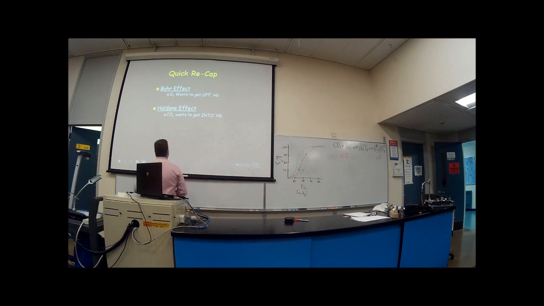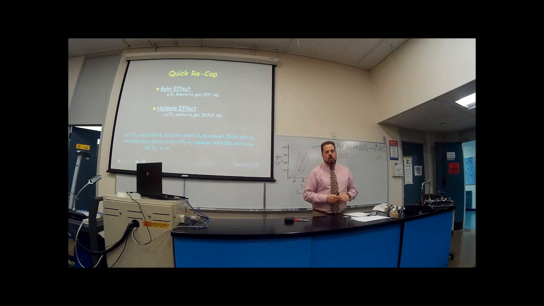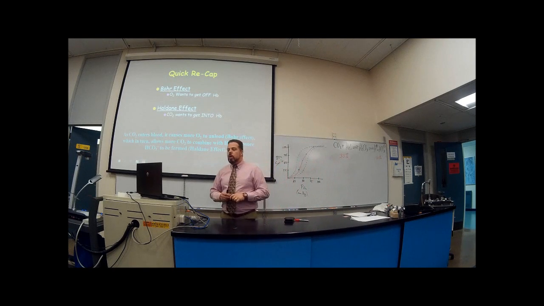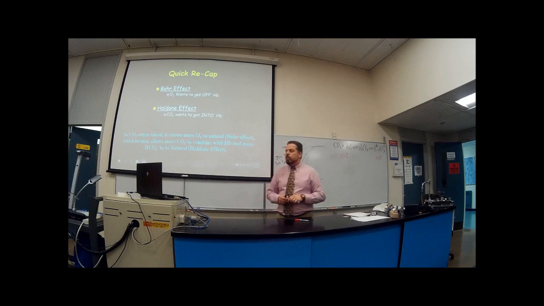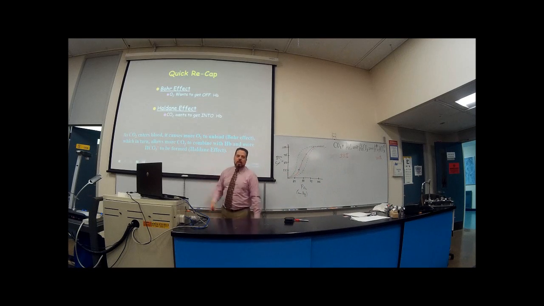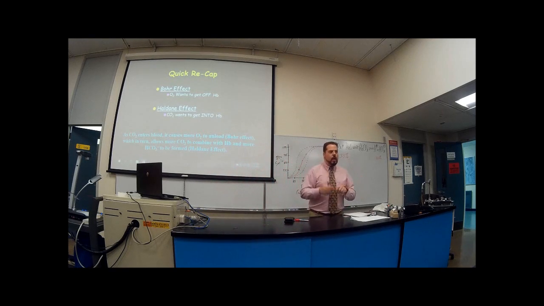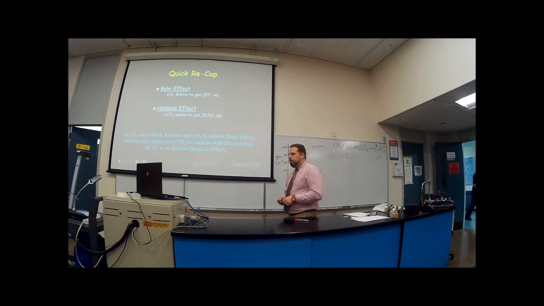So the Bohr effect is that oxygen wants to get off hemoglobin, but the Haldane effect is that carbon dioxide wants to get into the hemoglobin. So as CO2 enters the blood, it causes more oxygen to unload. That's the Bohr effect, which in turn allows more carbon dioxide to combine with the hemoglobin and more bicarb is formed. That's the Haldane effect. You've got to understand the Bohr effect and the Haldane effect. All right, these are the phenomena that happen, but you need to know those words. Okay?